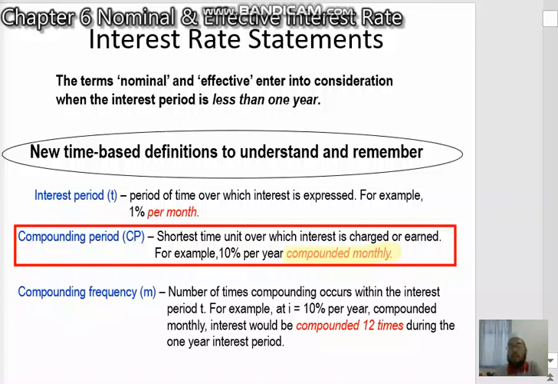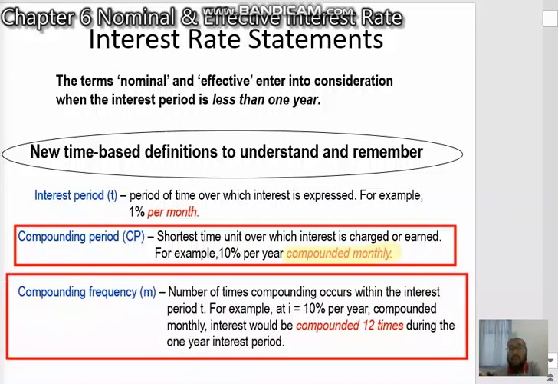And another thing that we also have to consider is the compounding frequency, defined as the number of times compounding occurs within the interest period T. For example, 10% per year compounded monthly means the interest will be compounded 12 times during the 1 year interest period. If it is 10% per year compounded semi-annually, it means it will be compounded 2 times per year.